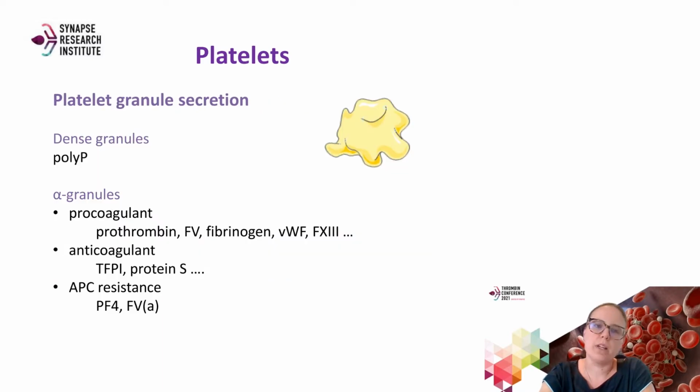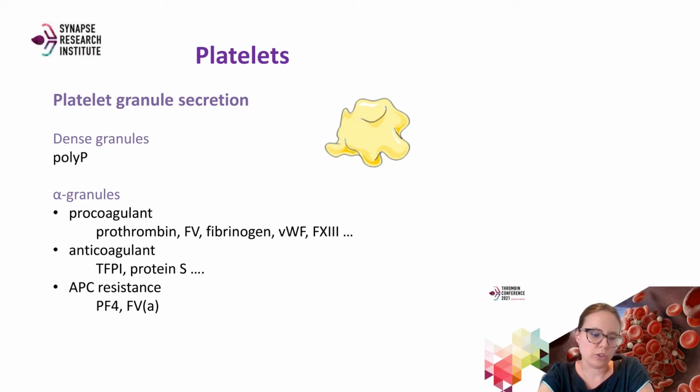Apart from receptors and PS exposure, platelets also have granules. There are two types of storage granules, the alpha granules and the dense granules. The content of these granules is released upon activation of platelets. The dense granules contain, among other things, polyphosphates, which enhance the activation of factor 5 and factor 11 by thrombin.